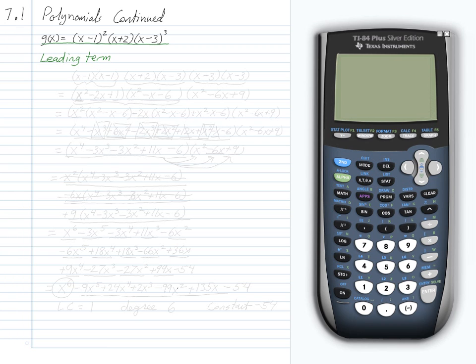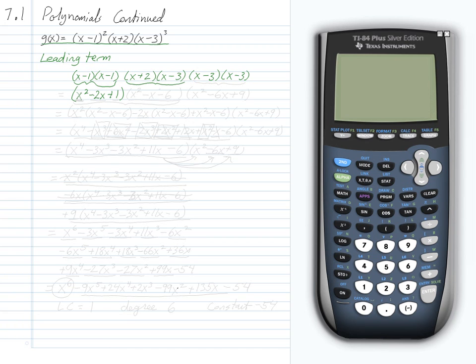So I'll start small. I'll multiply x minus 1 times x minus 1. And then the rest of the polynomial is x plus 2, x minus 3, and I'll space this out so we can see what we're doing. I've got 2 x minus 1s, an x plus 2, and 3 x minus 3s. So if I multiply x minus 1 times x minus 1, I'll get x squared minus 2x plus 1.